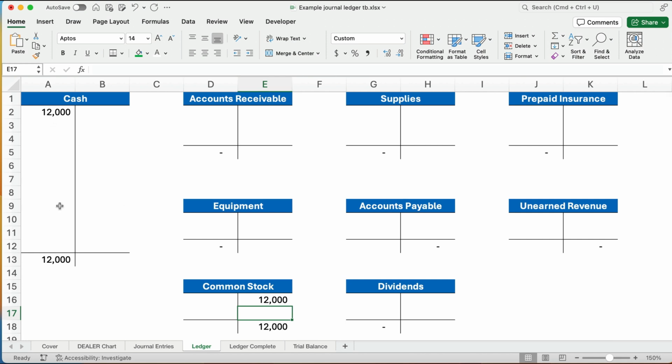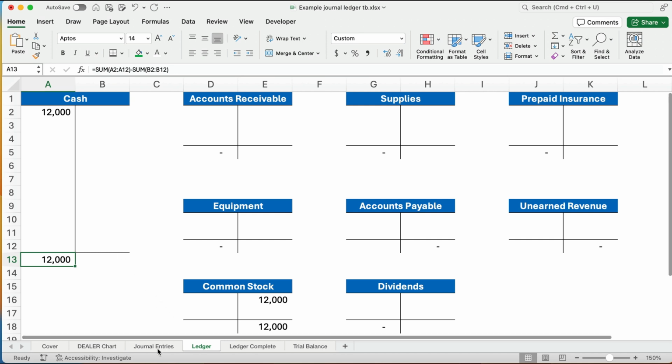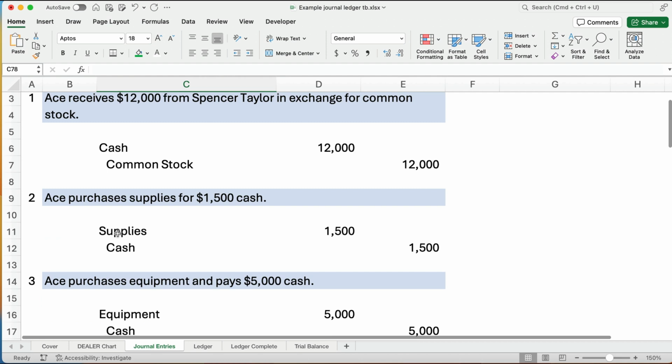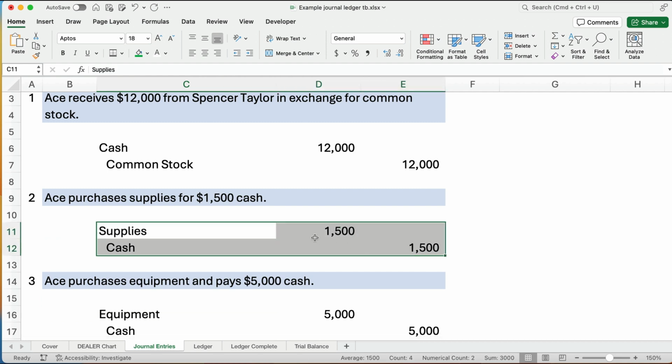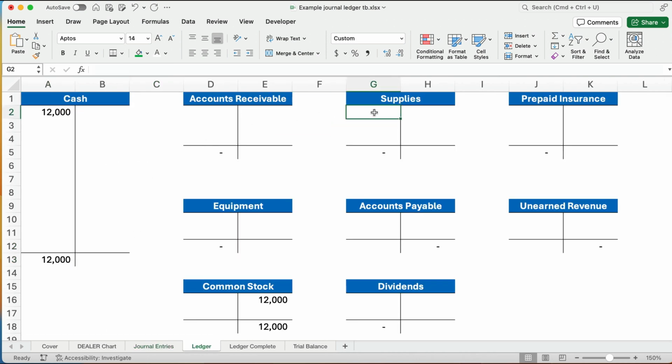So all you're trying to do is list all the debits and credits, and you don't subtotal it like I'm doing. I'm doing it because I have Excel, but you list all the debits and all the credits, and then you finally find the balance of each account. Next one, supplies and cash. Supplies goes up $1,500, cash goes down $1,500. So supplies, $1,500, cash, $1,500. All right, so you see how this works. You just do it for all 15 transactions.